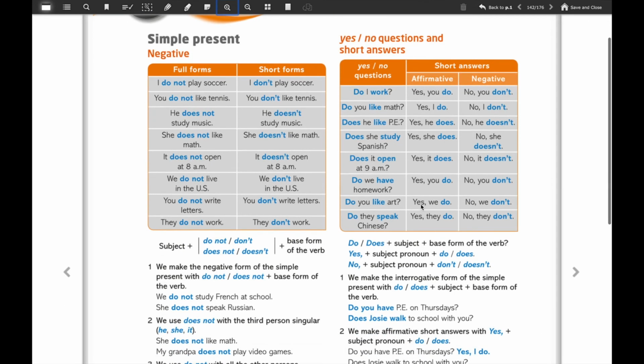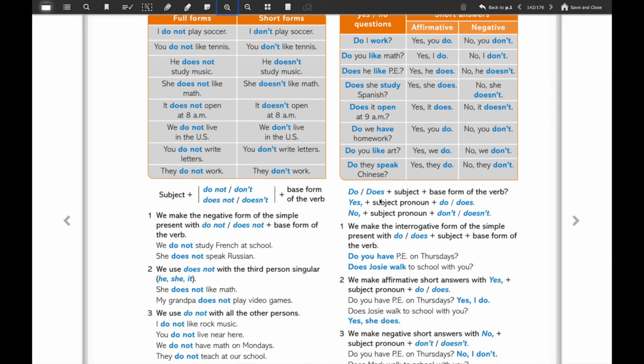Do we have work? Yes, you do. No, you don't. Do you like art? Yes, we do. No, we don't. Do you speak Chinese? Yes, they do. No, they don't, okay? As you can see here we have the same structure as here, but in a different order.